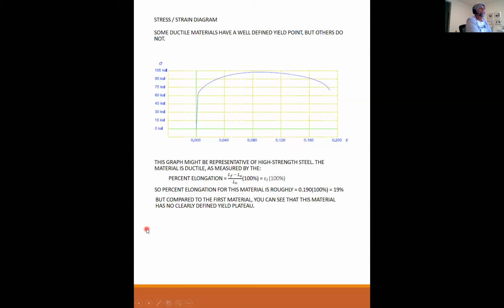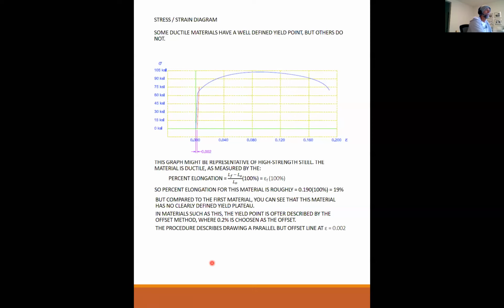But compared to the first material, you can see that this material has no clearly defined yield plateau. In materials such as this, the yield plateau is often described by an offset method, where generally speaking, 0.2% is chosen as the offset. So what we do is we draw a parallel line to the elastic line. We draw a parallel line, but we offset by a strain of 0.002. So you can see on this scale, 0.02 is right here. So 0.002 is back here. So we draw that line up parallel to the elastic portion of the graph.